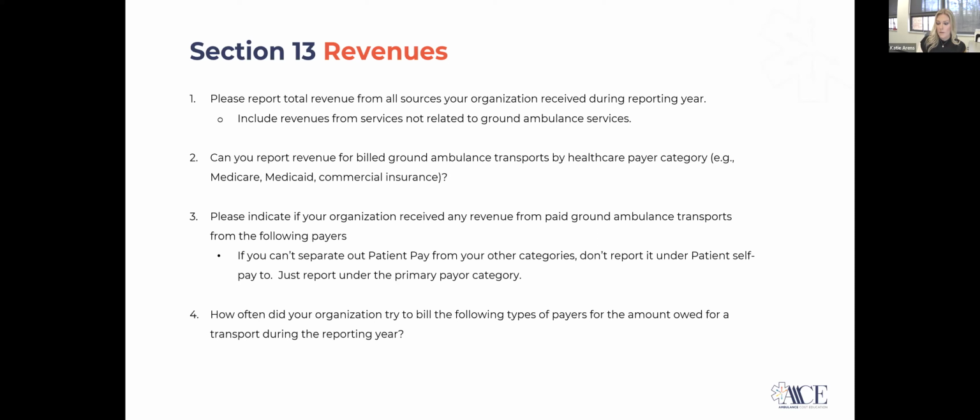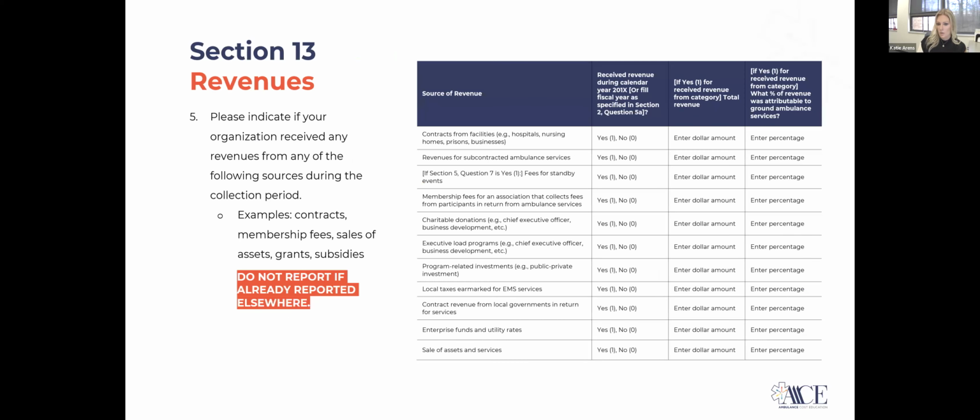They're going to want to know if you can break down revenue by payer category, which we'll cover. And then can you carve out patient pay from the payer source, from the primary payer? And then something that's kind of tricky they ask is how often do you actually bill this type of payer? So if we go to the next slide, it's going to look for, oh, I think it might be the next one.